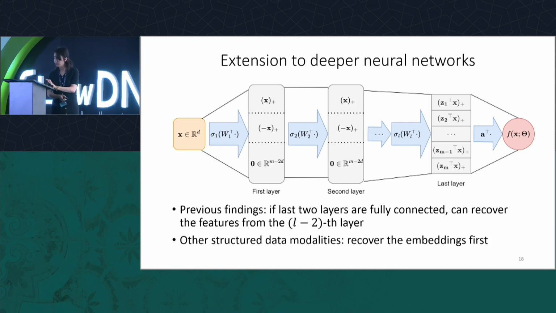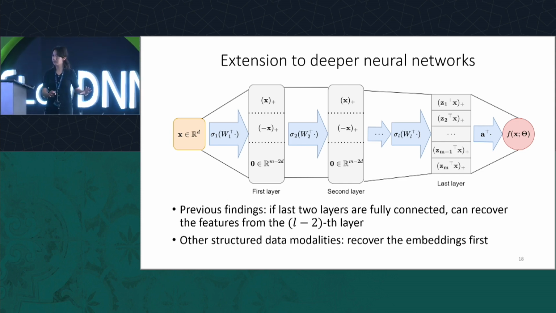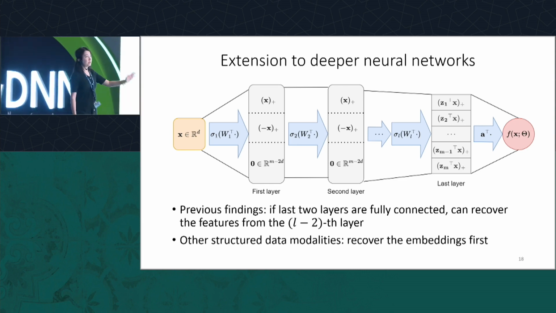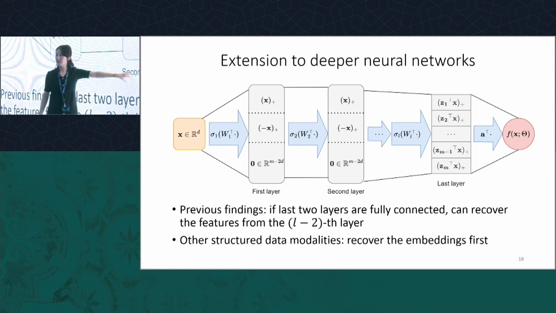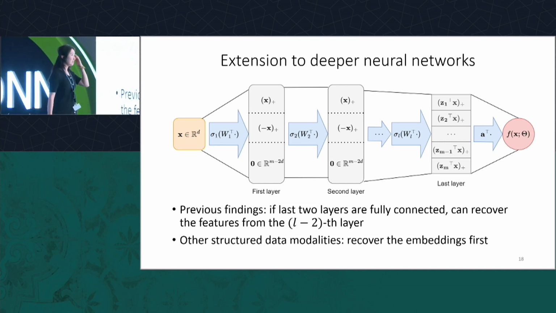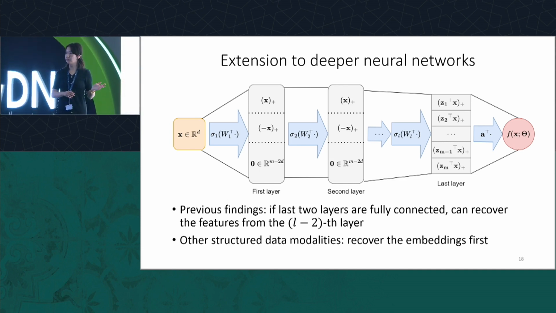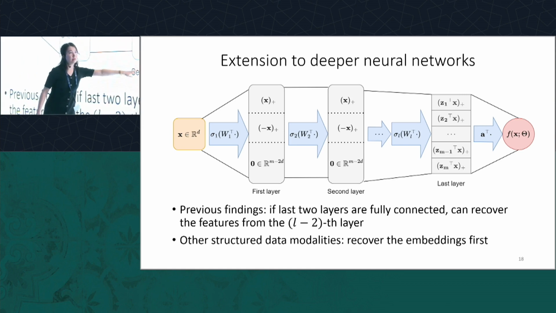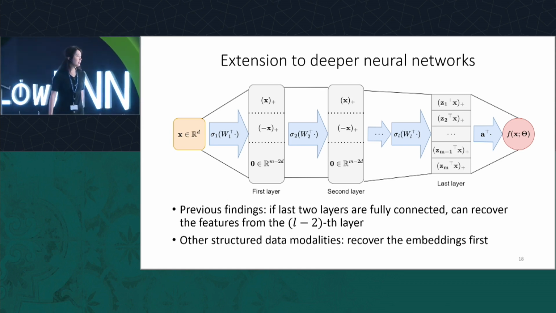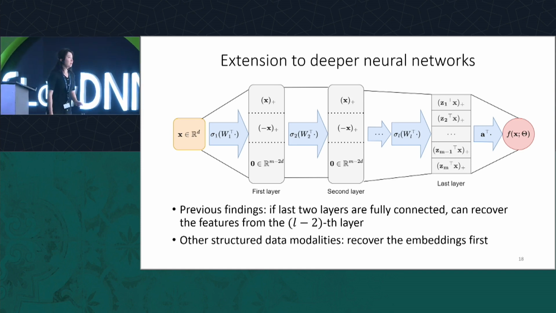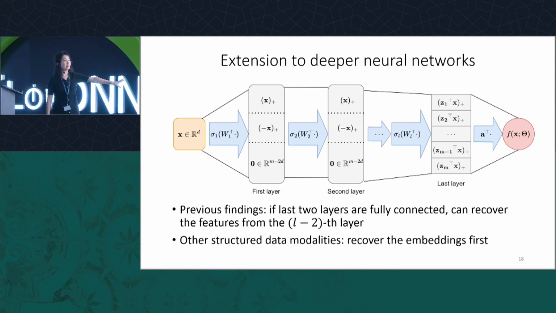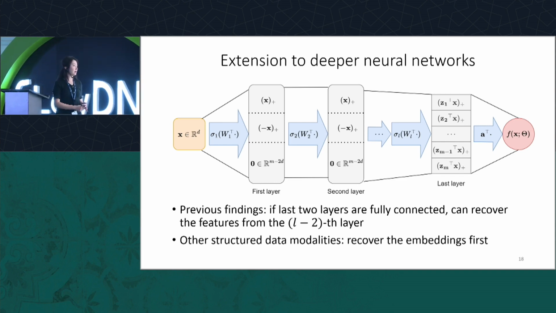And I also want to mention that even though the previous analysis was on a 2-layer neural network, it naturally extends to deeper neural networks, because the previous finding says we can view this part as the new input. So if the last 2 layers are fully connected, then from our previous analysis, we can reconstruct the feature from the last-but-2 layer. And if we can design the network so that the previous layers are bijective, then we can find the input data as well.